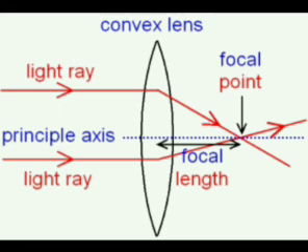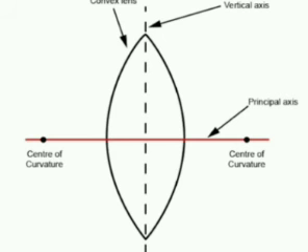And center of curvature. What is the center of curvature? What is the radius of curvature? Radius of curvature is the distance of the center of curvature from the circumference of the sphere of the lens.